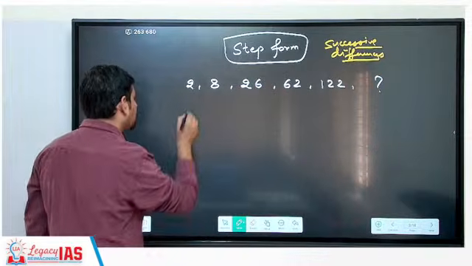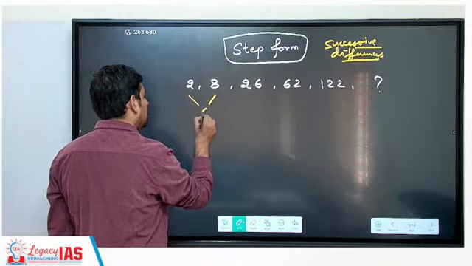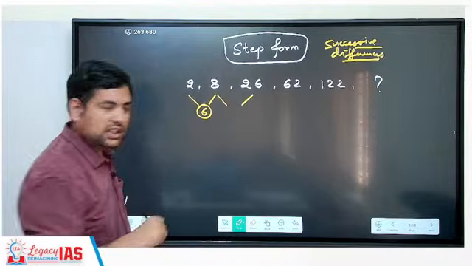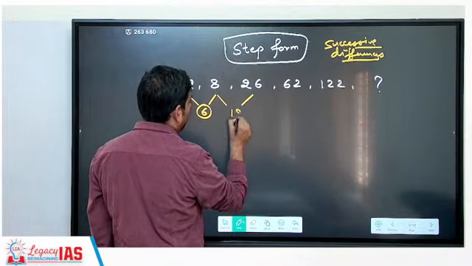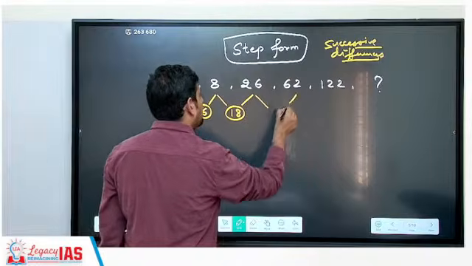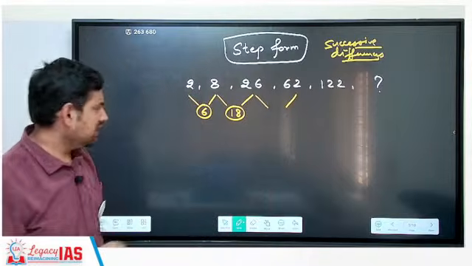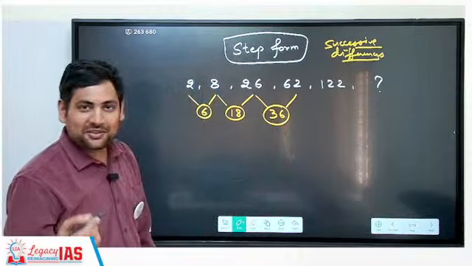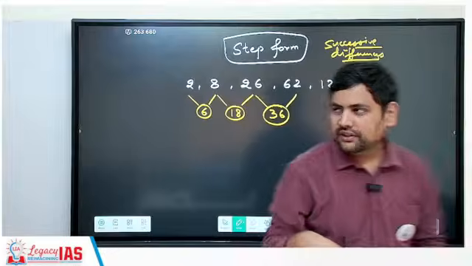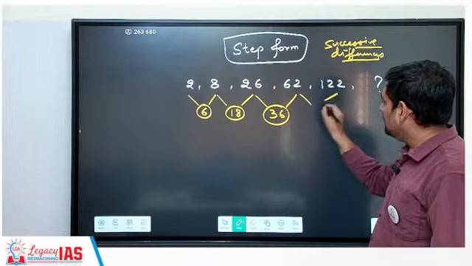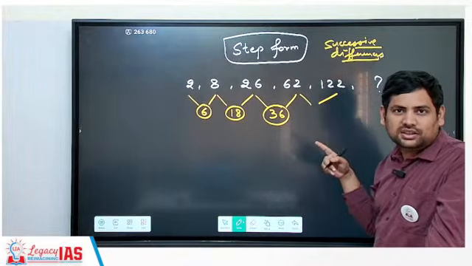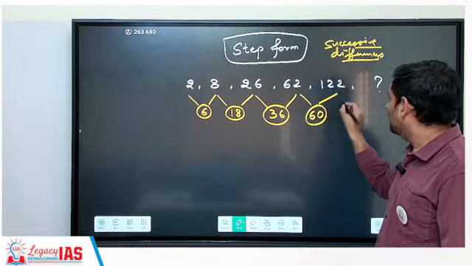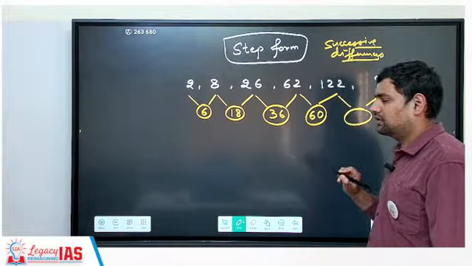Now, let's get started. So, 2 and 8. What is the difference? 6. 8 and 26. What is the difference? This will be 18. Correct? Then 62 and 26. What is the difference? 36. Correct? Because you can subtract 62 minus 26. Then next 62 and 122, 122 minus 62. So basically this will be equal to 60. Next I don't know. Correct?